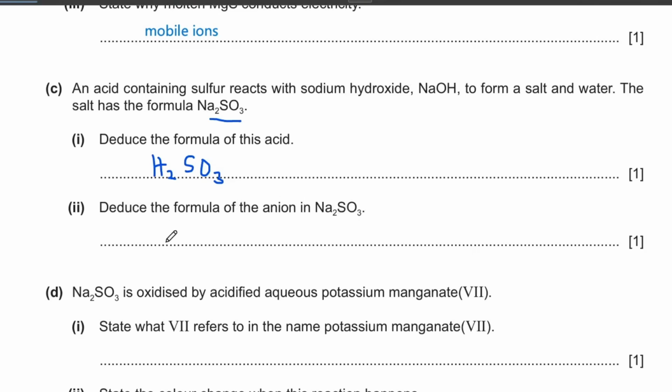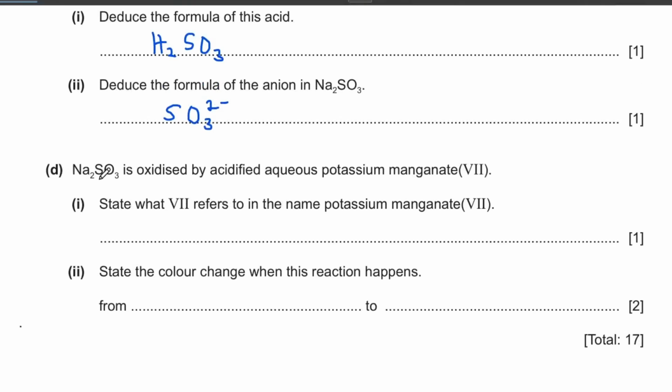So this anion is going to be SO3 2 minus. Next question. Sodium sulfate is oxidized by acidified aqueous potassium manganese 7. State what 7 refers to in the name potassium manganese 7. So the 7 simply means the oxidation number of manganese.